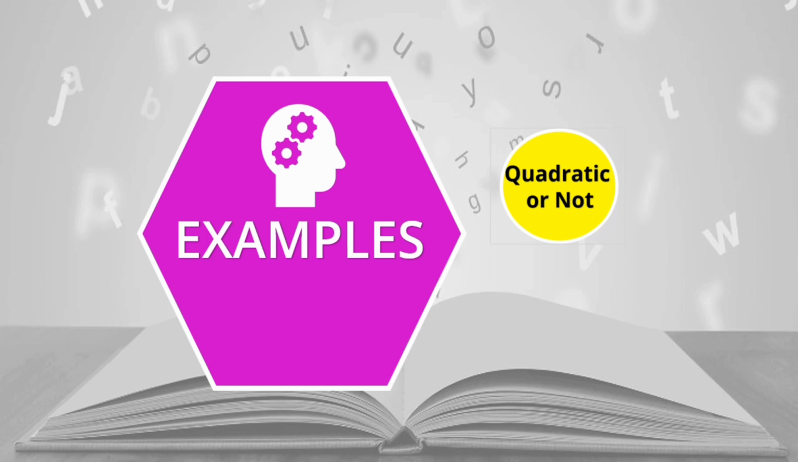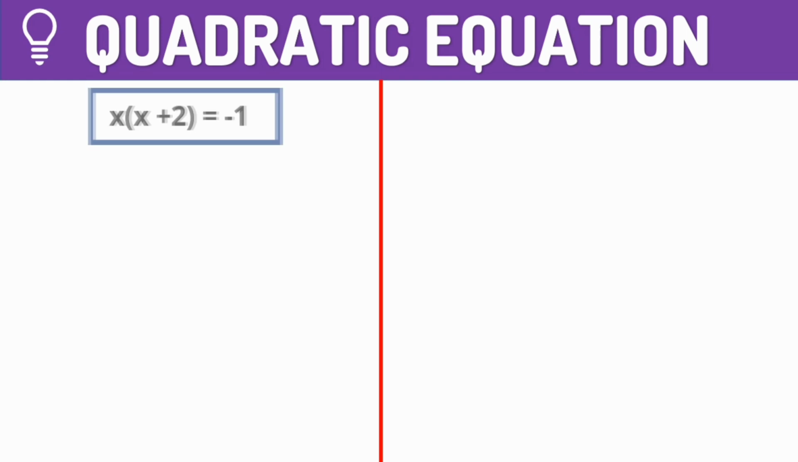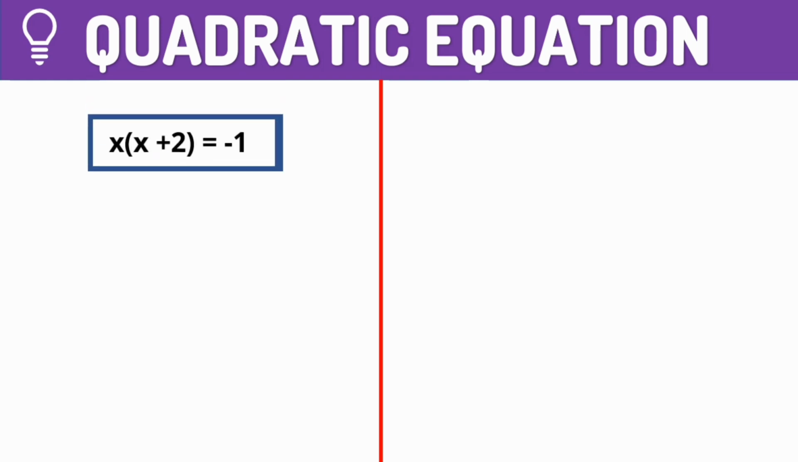Let us now have the examples of a quadratic equation. Another example of a quadratic equation is this: x times the quantity of x plus 2 is equal to -1. But you will notice that there is no 2 exponent here. So how come that this is an example of a quadratic equation? The reason is that we need to simplify it first or find its product. And the product of this is a quadratic equation.